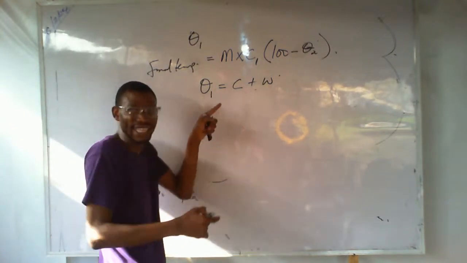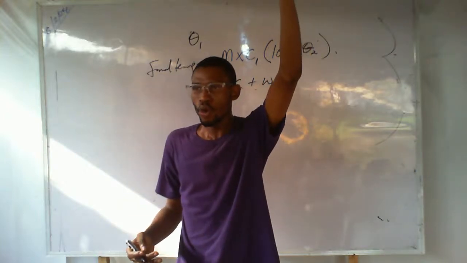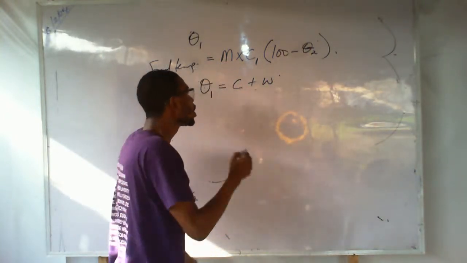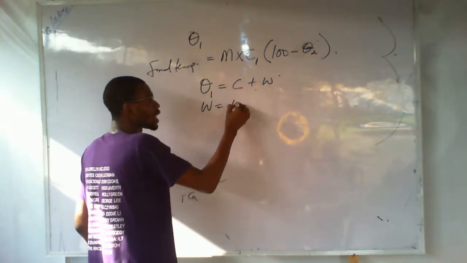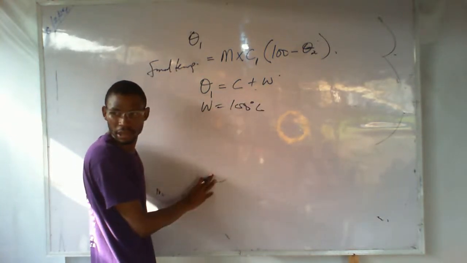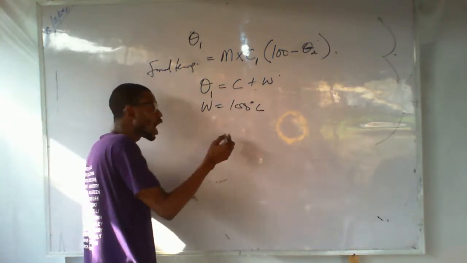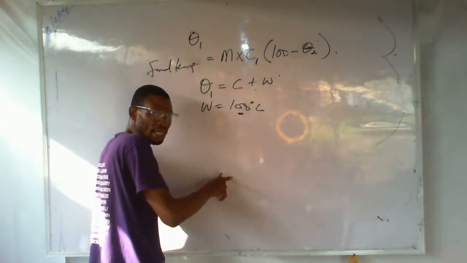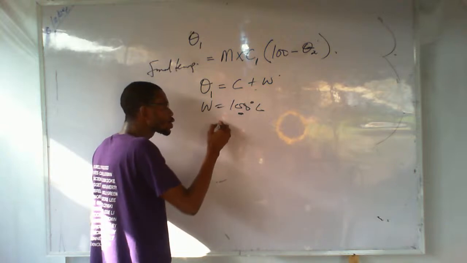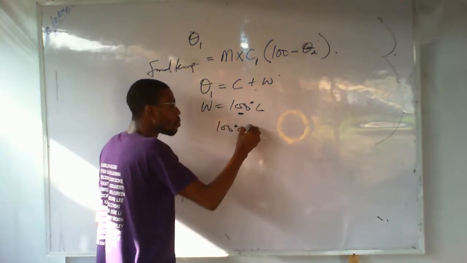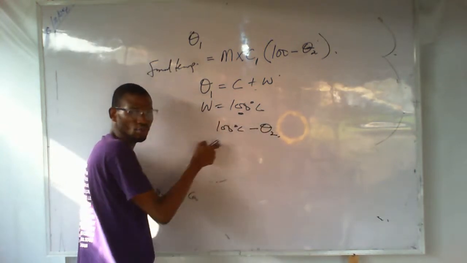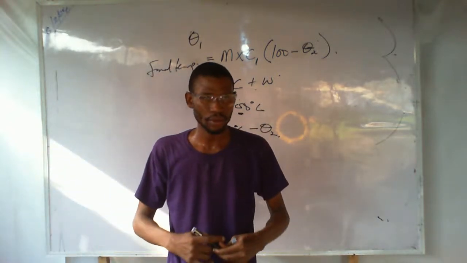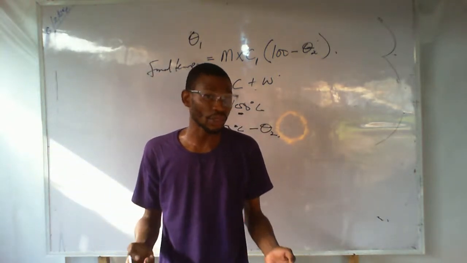When you now subject it to heat, they will rise. Which one will rise? Calorimeter or water? Water. Let's say the final temperature of water now gets to 100. Now, for us to get the temperature that is left, you understand, it has to be this 100 minus theta 2 to get the resulting temperature. That is exactly what's going on.